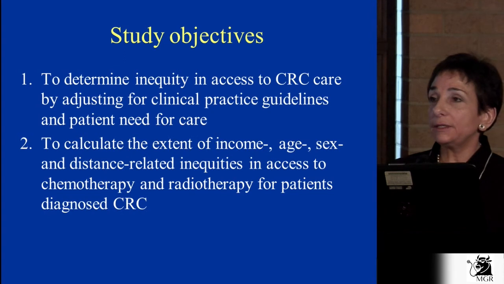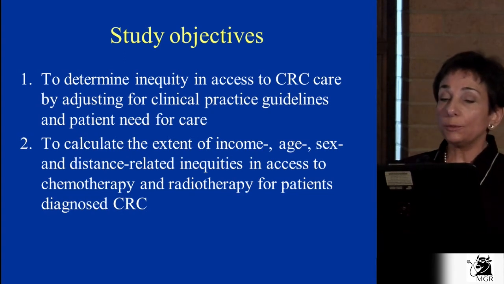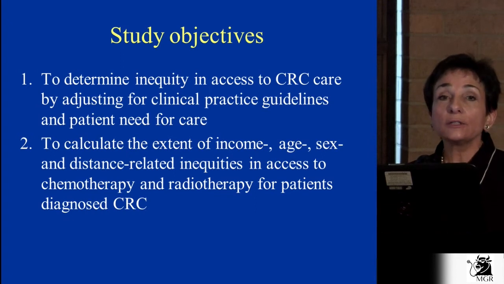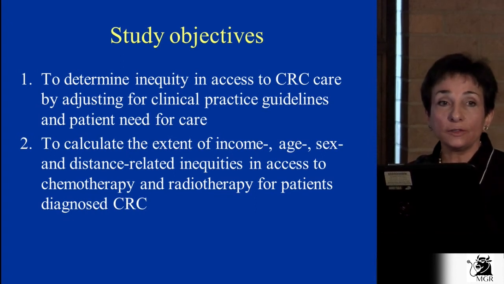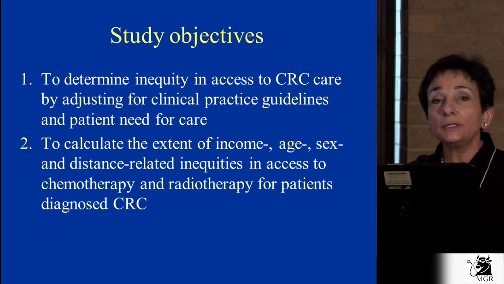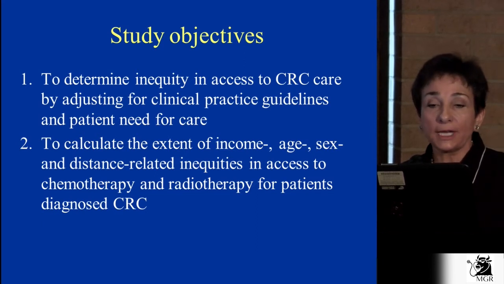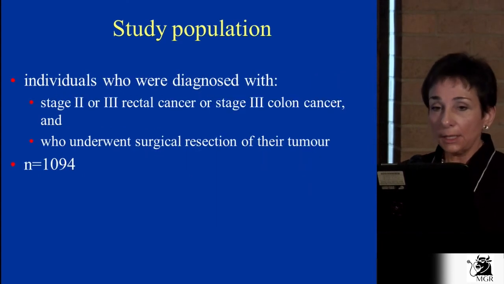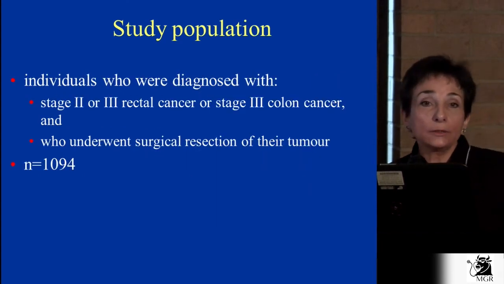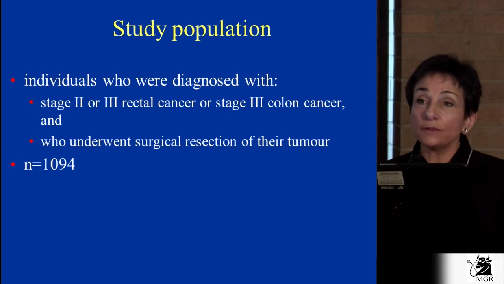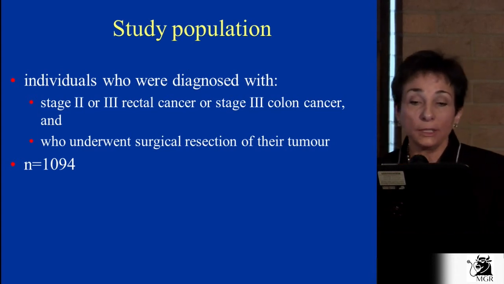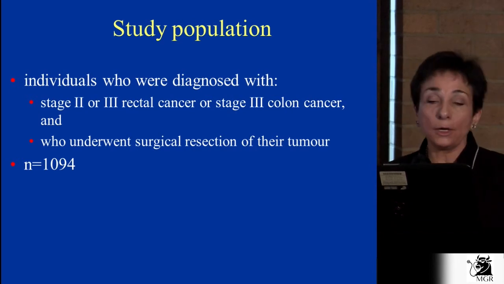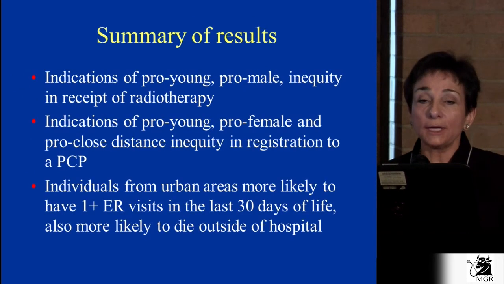The specific study that he did, the objectives were to determine inequity in access to colorectal cancer care by adjusting for clinical practice guidelines and patients' needs for care, and to calculate the extent to which there were income, age, sex, and distance-related inequities. The population was everybody diagnosed with colorectal cancer in the province of Nova Scotia over a five-year period, who underwent surgical resection for their tumor. And there were a total of 1,000 people in that study.